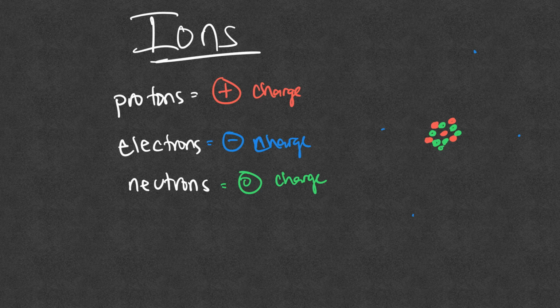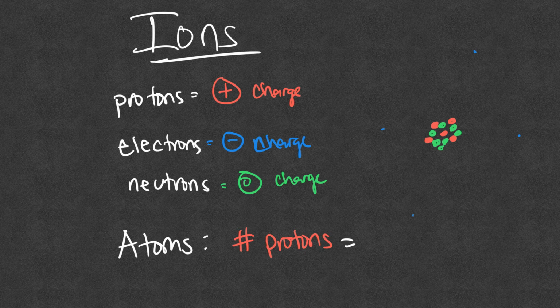Now, when it comes to atoms, anytime we typically use that term, all we're really saying is that the number of protons equals the number of electrons. So this makes the atom have a neutral charge overall. For example, carbon has 6 protons. If it's a carbon atom, then it will also have 6 electrons. In this case, that carbon atom overall has a neutral charge.